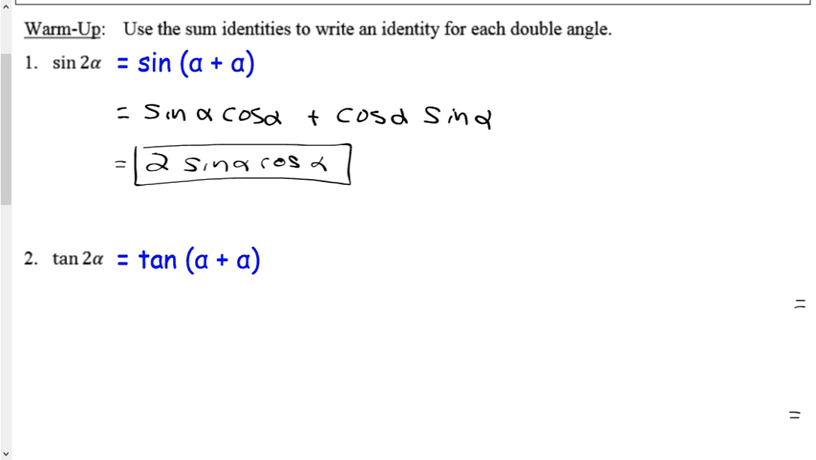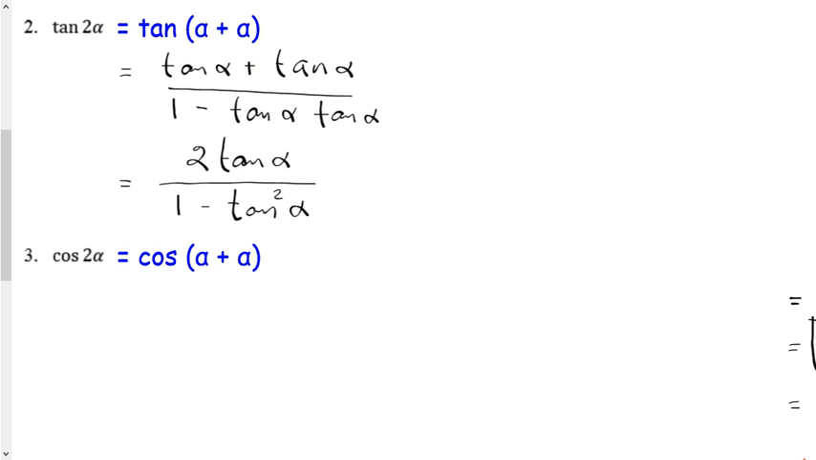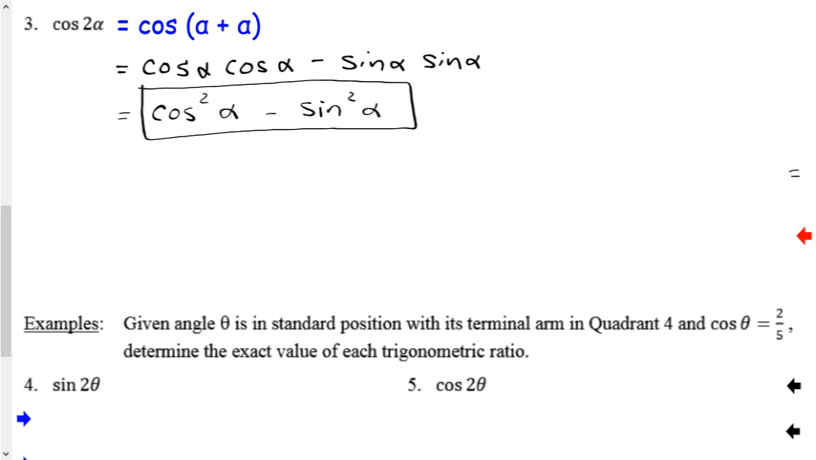Hopefully this is what you got for question number 1. The sine of 2 alpha is equal to 2 times the sine of alpha cos of alpha. And for tangent, here's what you get. 2 tan alpha all over 1 minus tan squared alpha. And then we'll look at cosine. And when we use that sum identity for cosine, we'll get cos squared alpha minus sine squared alpha.